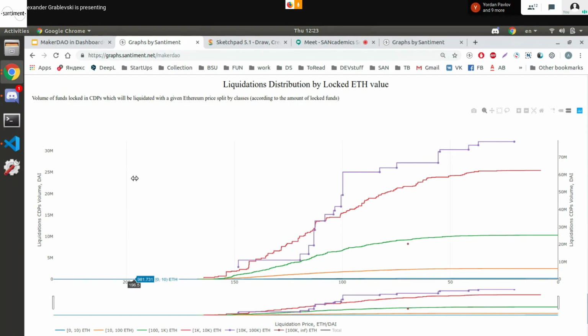But this is like 1,000 ETH which is locked? Yeah, it's about 1,000 ETH, but it's locked in maybe, I don't know, millions of small CDPs. Not millions, but thousands of small CDPs. And nobody cares about this. Huh. Okay. Yeah, that's actually a good question. Thanks.